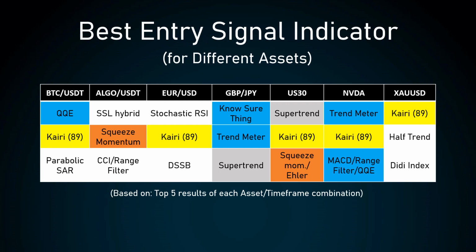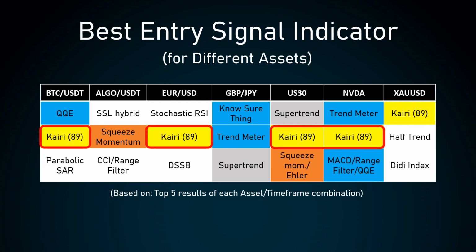As you can see, the competition winner, the relative index, was only first once, but on 4 other pairs it took the second place.